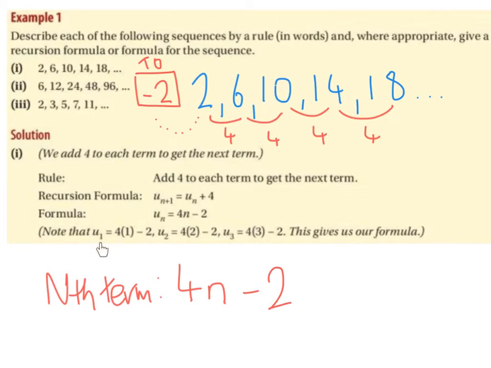Note that u1 equals 4 times 1 minus 2. u2, or term 2, equals 4 times 2 minus 2. And u3, or term 3, equals 4 times 3 minus 2, etc. So this gives us the formula. So once we have our nth term formula, no matter what term we're looking for, we just sub in that number in place of the n. So for term 1, we subbed in 1. For term 2, we subbed in 2. For term 3, we subbed in 3, etc.